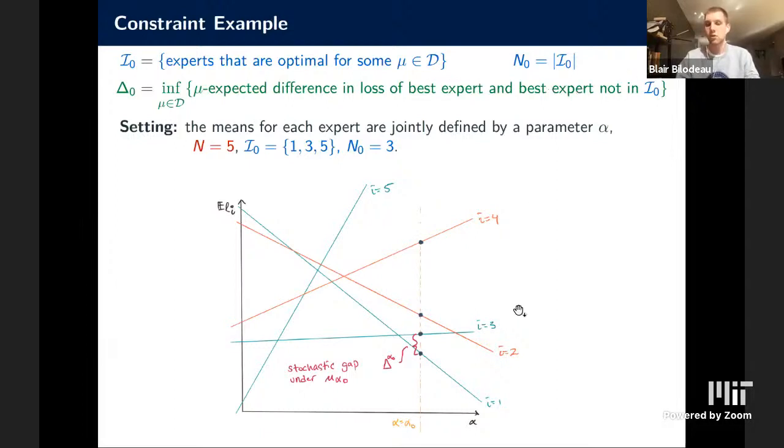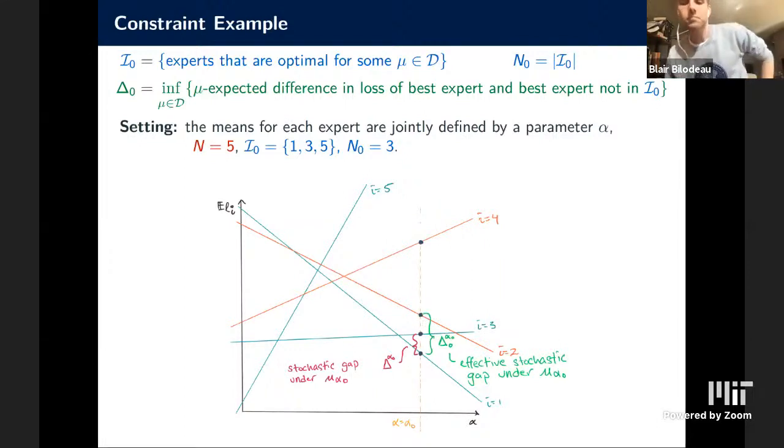I haven't yet told you why experts 1, 3, and 5 are effective, but if you bear with me and believe that for a second, then we are looking at the gap between the best expert and, skipping over expert 3 because it's effective, expert 2. So we have a larger gap to consider here, which is nice because it means we view them as more separable than in the I.I.D. setting.